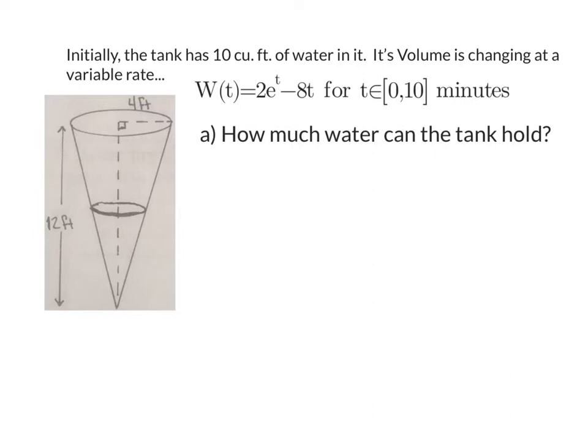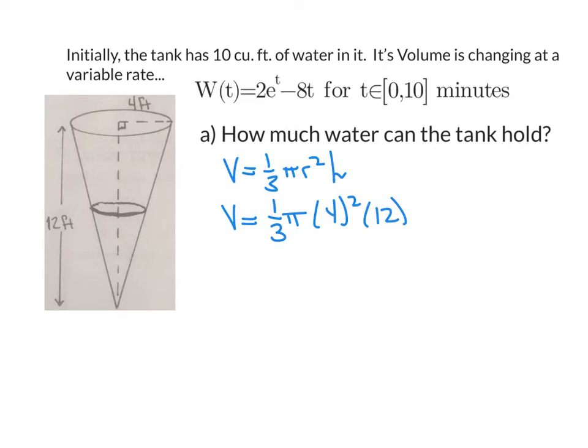Just a basic type of question that relies on the formula 1/3 pi r squared h. So just plugging in the values from our conical tank, we'll have 1/3 pi times the radius of that base is 4 squared times the height of 12. A little bit of canceling here gives me a value of 4 cubed, which is 64 times pi.